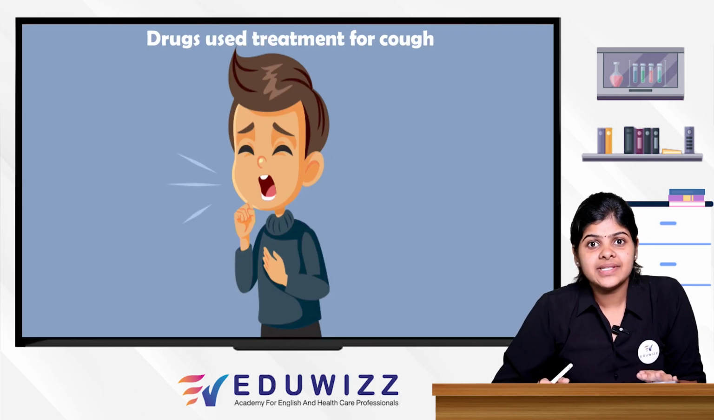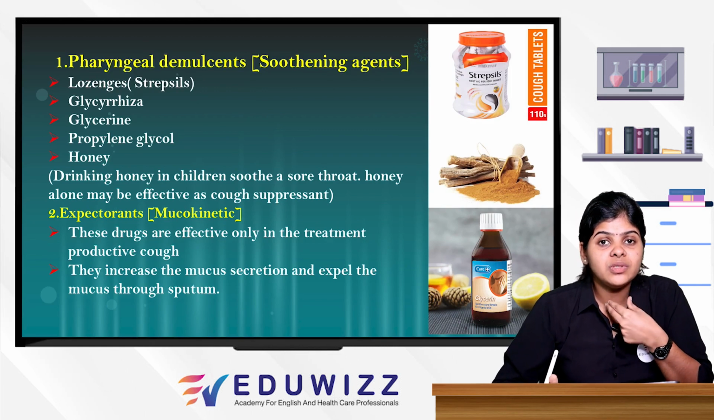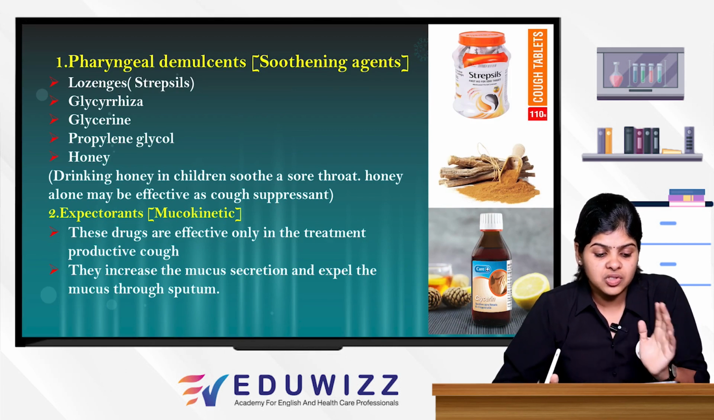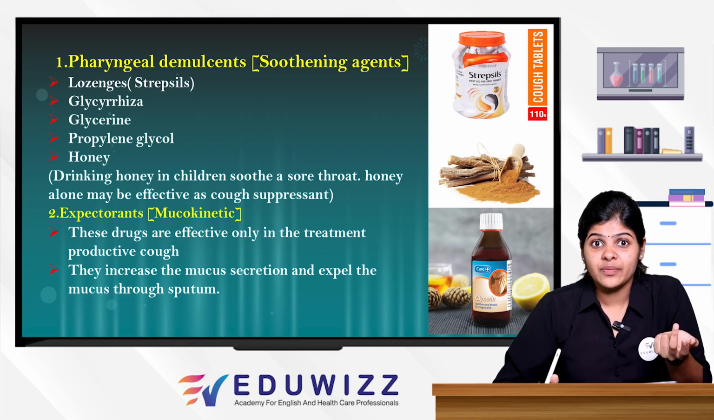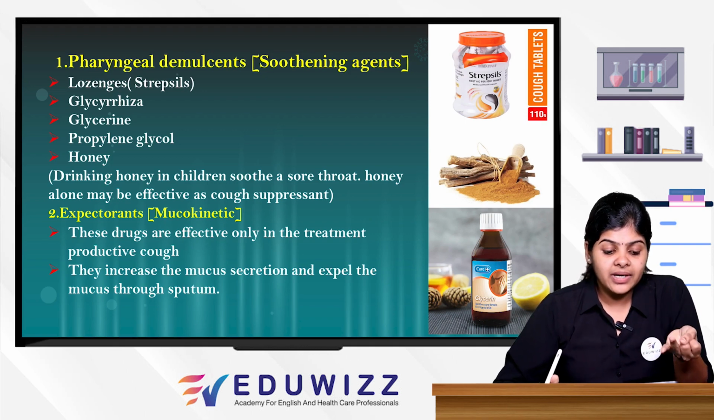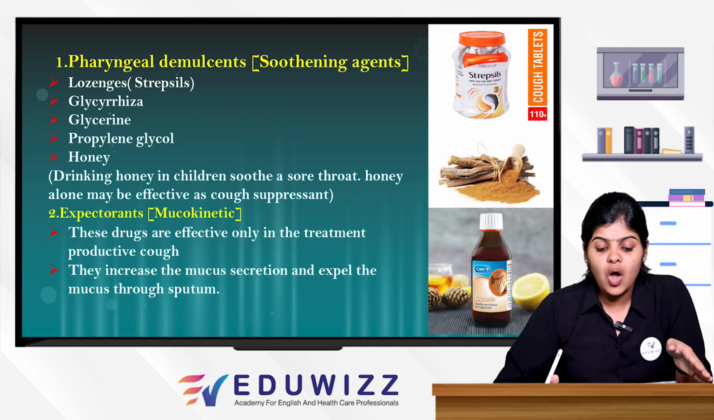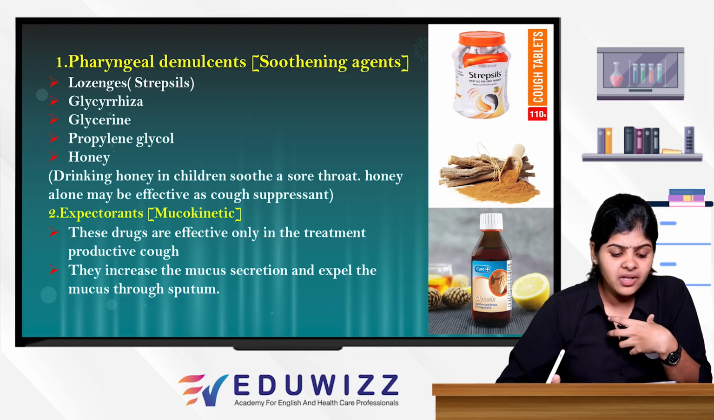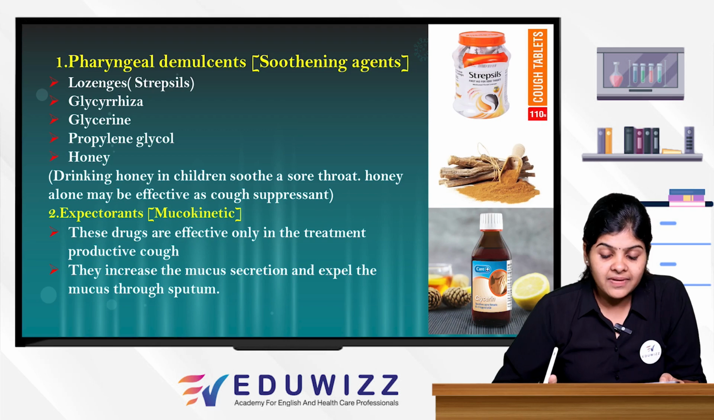Now we are going to discuss in detail the drugs used for cough. The first one is pharyngeal demulcent, that is a soothing agent. It will soothe or soften our throat. They are lozenges, for example Strepsils. You all know that in a community pharmacy, whenever we face a sore throat, we rush to buy Strepsils, right? The second is glycyrrhiza, third is glycerin, propylene glycol, and honey, which are common pharyngeal demulcents or soothing agents for our throat. Drinking honey in children soothes a sore throat. Honey alone may be effective as a cough suppressant.